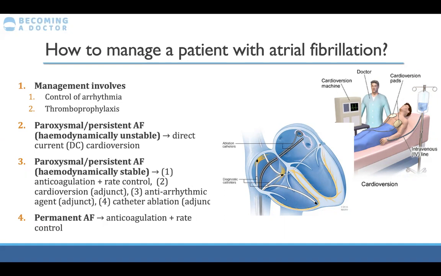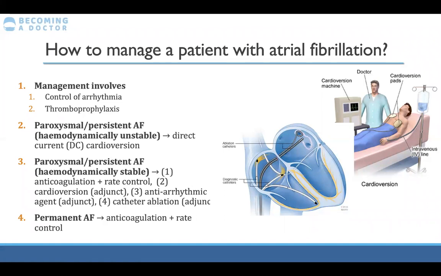DC cardioversion is performed under adequate short-acting general anesthesia, and that normally involves the delivery of an electrical shock that has been synchronized with the intrinsic activity of the heart by sensing the R wave of the ECG. Timing the shock to the R wave prevents the delivery of electricity during the vulnerable period, or relative refractory period, of the cardiac cycle, which could inadvertently induce ventricular fibrillation.